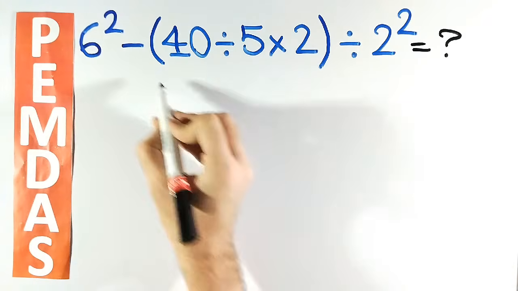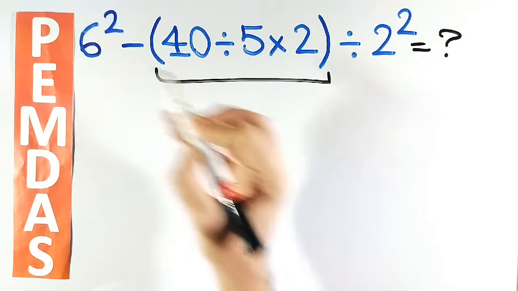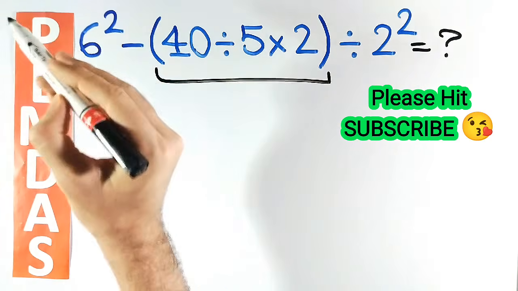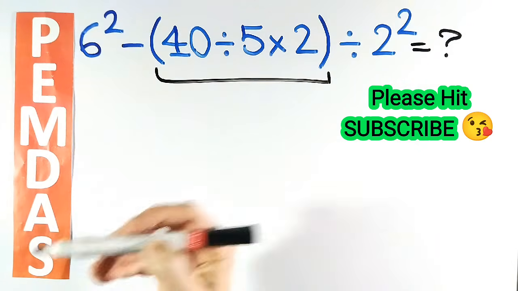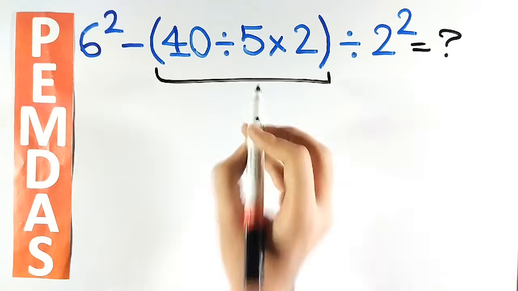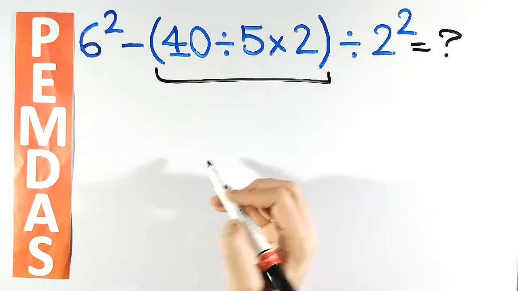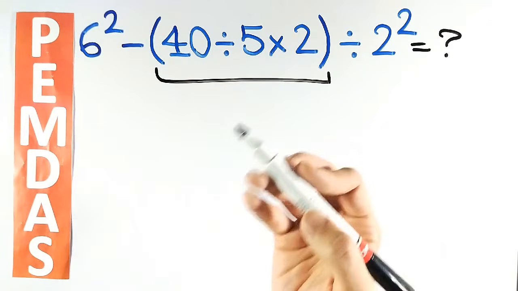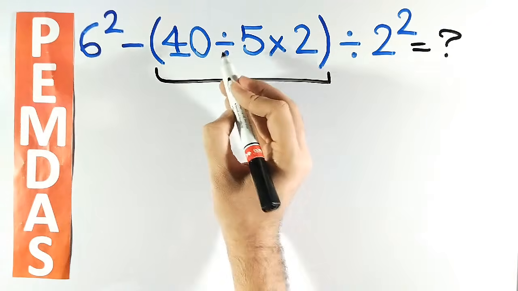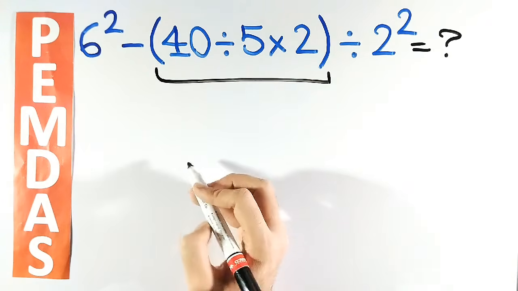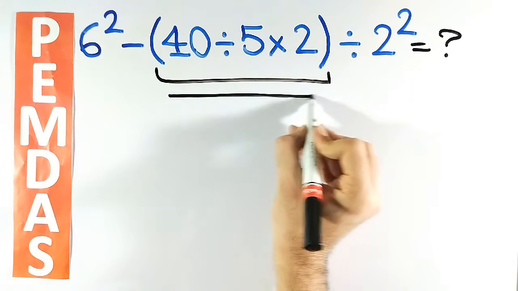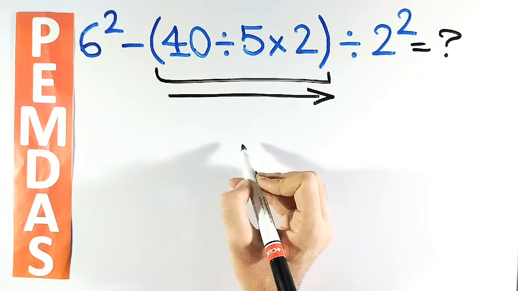According to the PEMDAS rule, first you go for the parentheses, because P, or parentheses, have higher priority than the other operations. And inside the parentheses, we have one division sign followed by a multiplication sign. It's really important to understand that multiplication and division have the same level of priority, and we must perform these two operations from left to right.